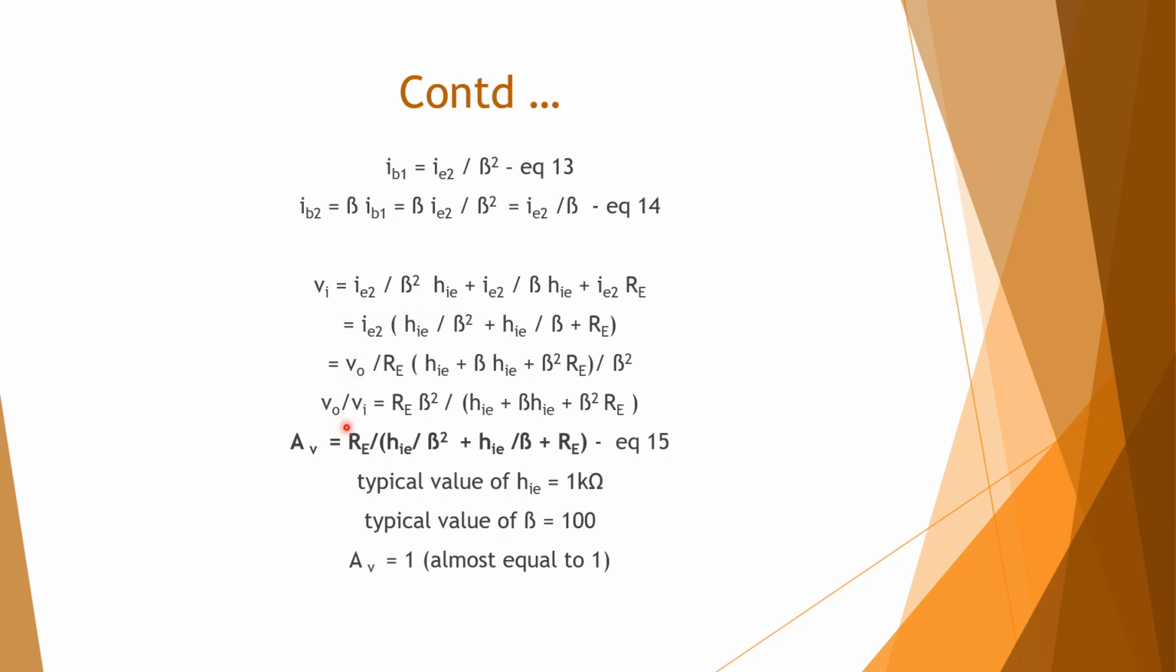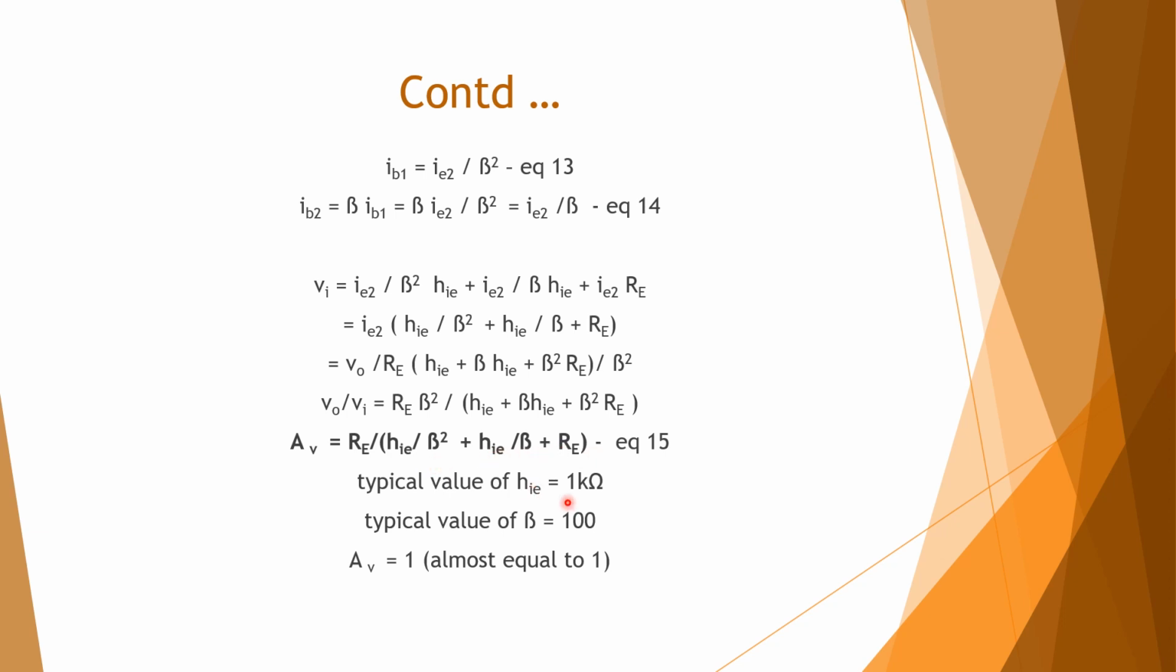And finally by rearranging we can get Vo by VA equal to Re into beta square by Hie plus beta Hie plus beta square Re, and can be finally written like this: AV equal to Vo by Vi. The voltage gain AV is equal to Re by Hie by beta square plus Hie by beta plus Re.